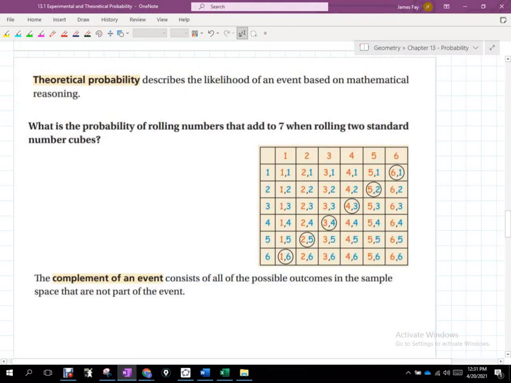When we do theoretical probability, a lot of times there are scenarios we're interested in, like rolling dice, flipping coins, picking cards out of a deck of cards. You need to know what the sample space looks like. That's the one thing we try to find first. When they're asking you to roll dice or number cubes, especially if you're dealing with 2 dice, you're going to want to create this sample space here. The question is, what is the probability of rolling numbers that add to 7 when rolling 2 standard number cubes?